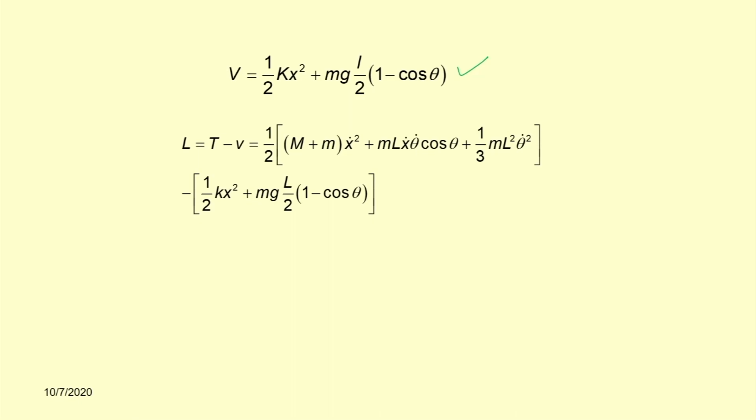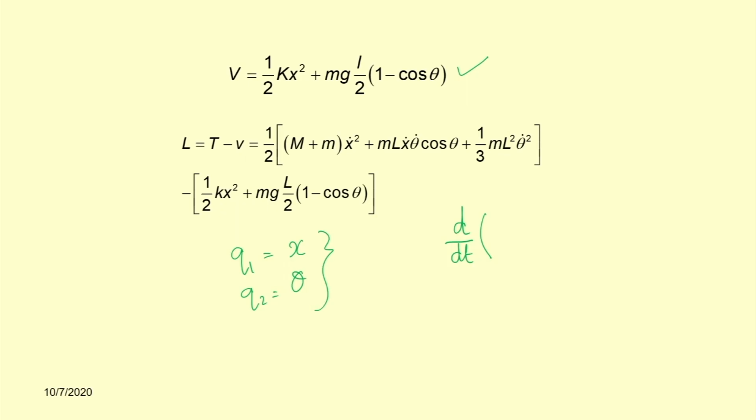Now by writing L equal to T minus V: half (m plus m) x dot square plus m l x dot theta dot cos theta plus 1/3 m l square theta dot square, minus half k x square plus m g L by 2 into (1 minus cos theta). You can use this Lagrange principle, d by dt. You just see you have two coordinates, so this is a 2 degree of freedom system. Here you can take q1 equal to x and q2 equal to theta.